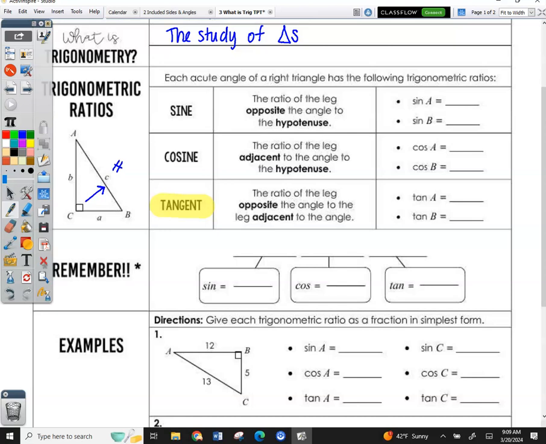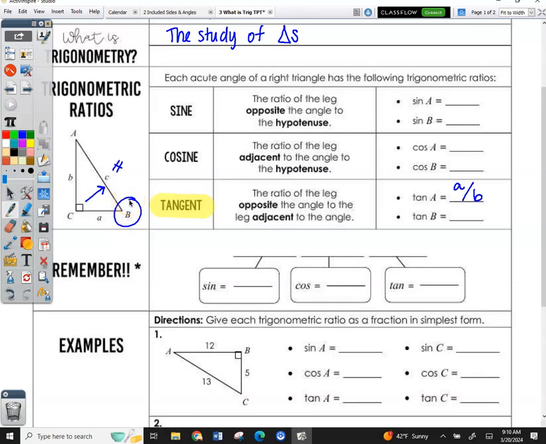Let's pretend you're focused on angle A. Don't make this mark because I'm going to erase it in a second. From angle A, can you tell me what is opposite of angle A? What side is opposite of angle A? Little a, right? From angle A, little a is opposite. Can you tell me what's adjacent to angle A? Little b. So, what would the trig ratio look like for tan of angle A? It would be little a over little b. Now, it's okay if you don't get it yet. It's going to come.